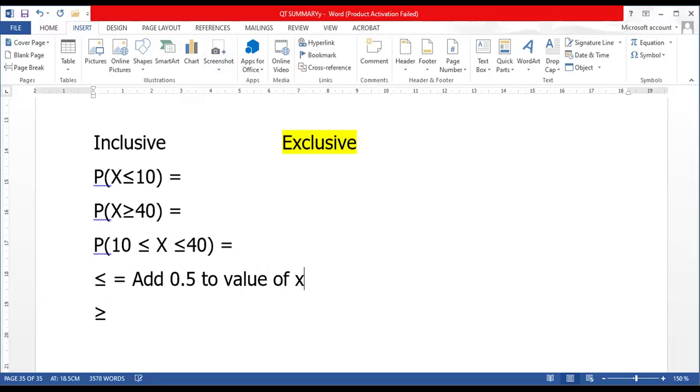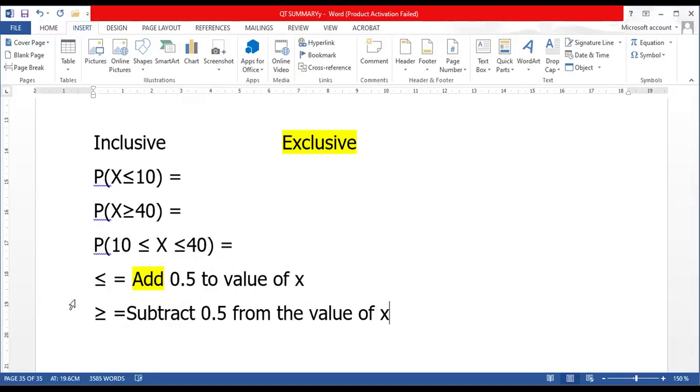because it will be easy to recall that if I'm dealing with z, I would have actually subtracted if it is less than, but it is the opposite way. If I'm dealing with less than, less or equal to, then I add 0.5. And then if it is greater or equal to, I subtract 0.5 from the value of x.